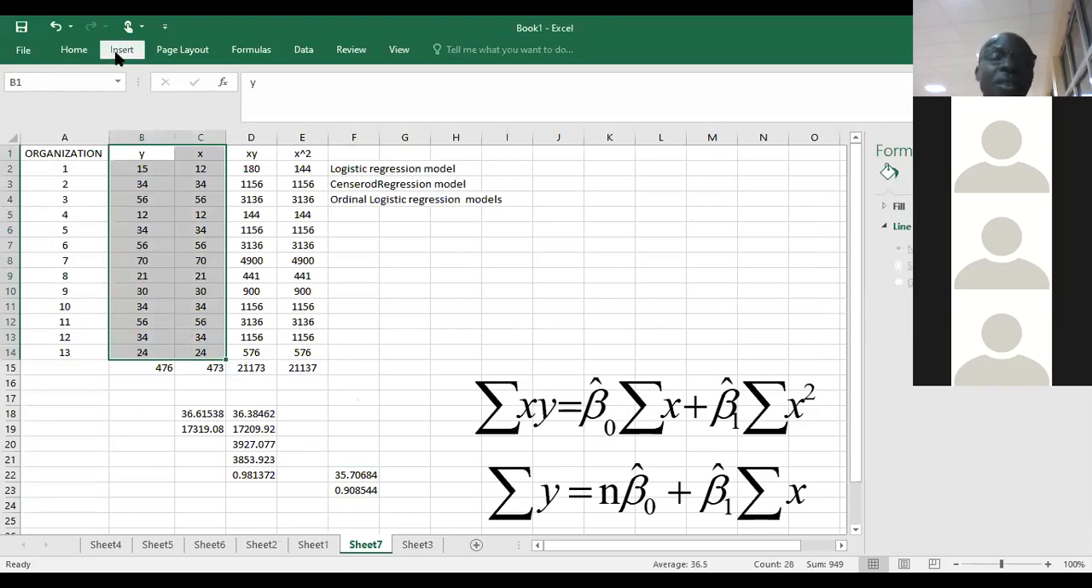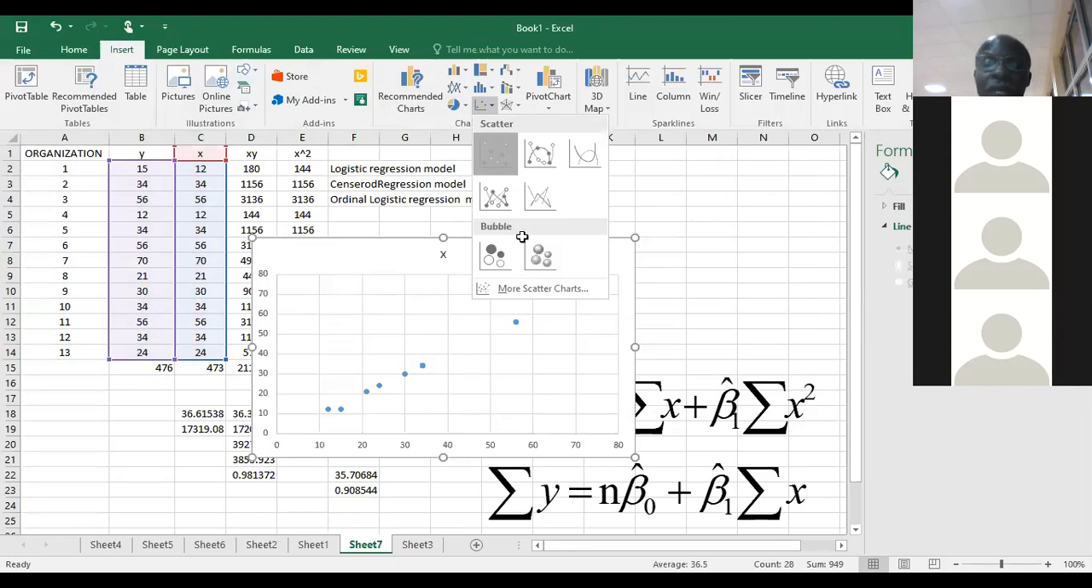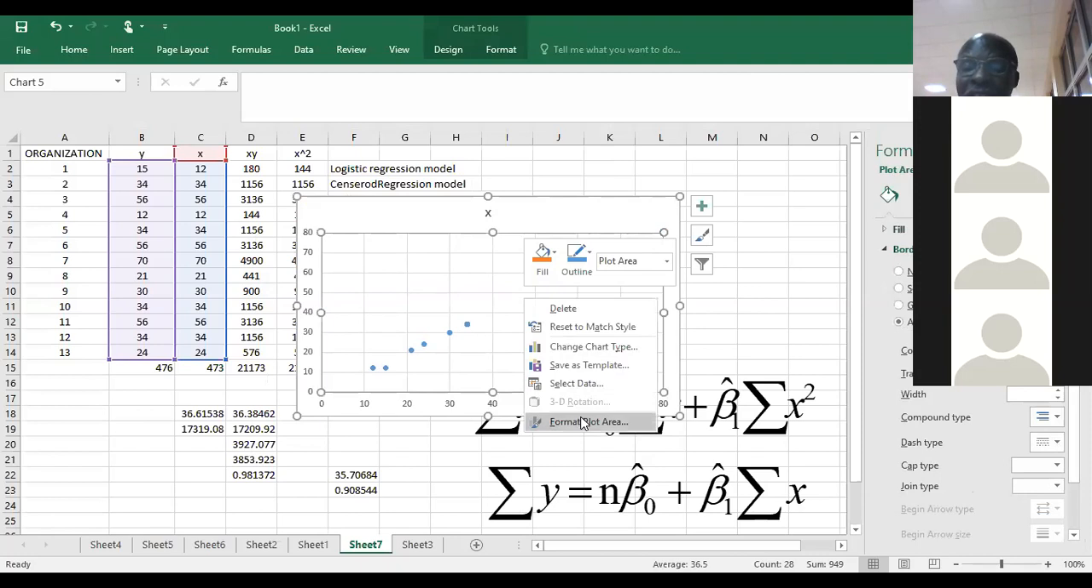I insert the scatter plot for the data set. There we are. Then I insert a trend line. Then I format the trend line.